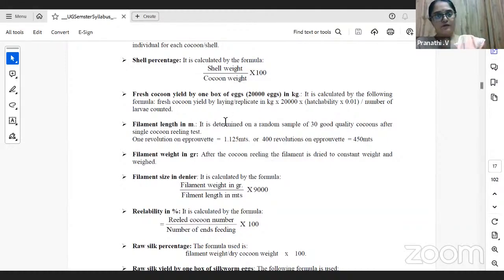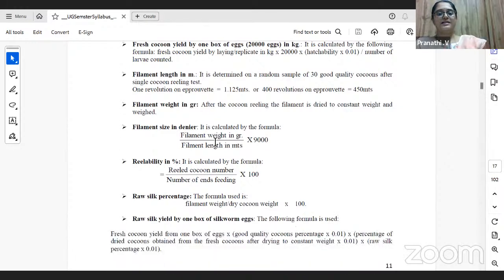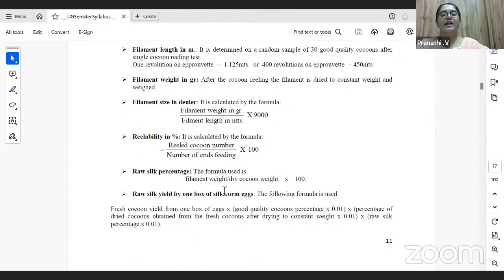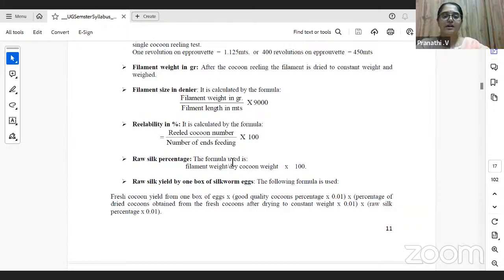And then what is the weight of the silk filament? After the cocoon is reeled, what is the dried weight and how much of it is constant? And size, again, you're going to calculate it by filament weight in grams by filament length in meters into 9,000. 450 meters into double, basically into 2, you're going to do. Reelability in percentage, again calculated by reeled cocoon number by number of ends that are being fed into 100. And what is the raw silk percentage? That is again going to be filament weight by dry cocoon weight into 100.